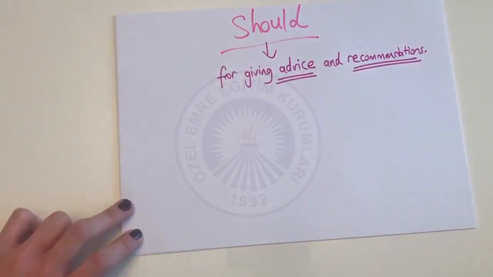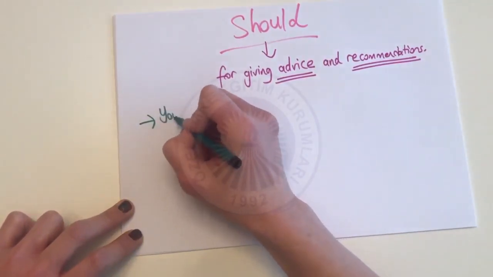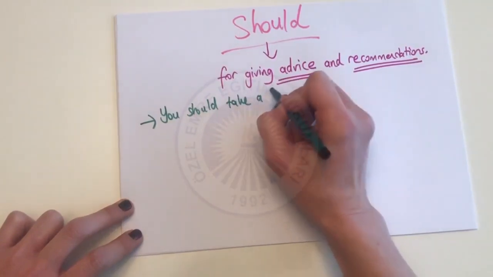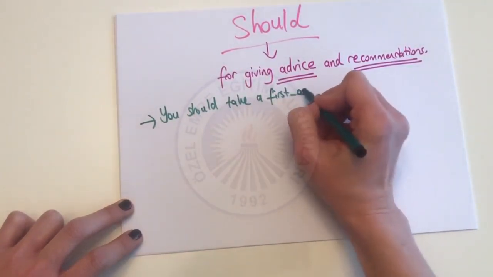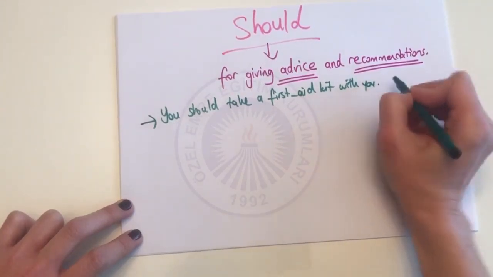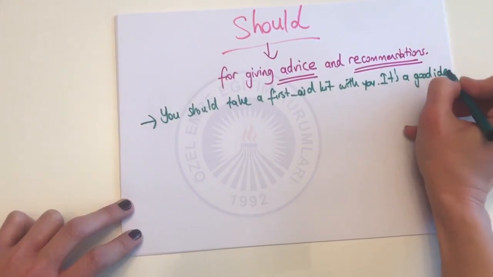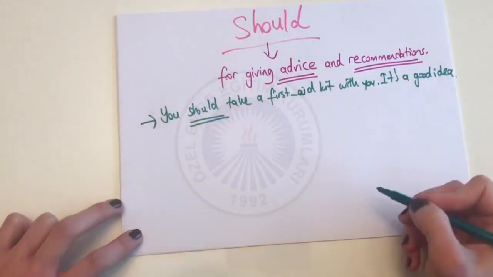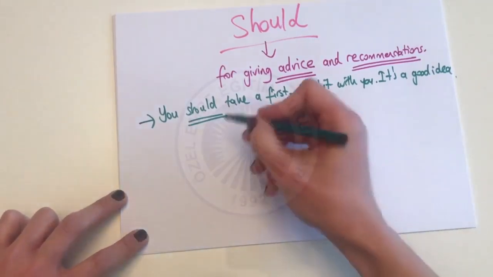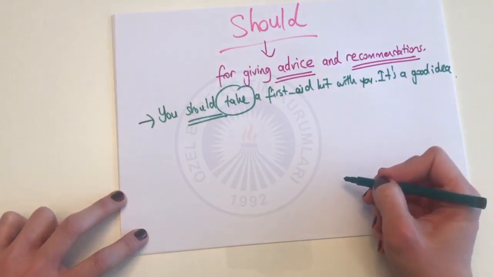So, let's write some example in here. For example, you should take a first aid kit with you. It is a good idea. So, look at here. You should take. It gives advice to us in the sentences. Again, after should, we use just verb.